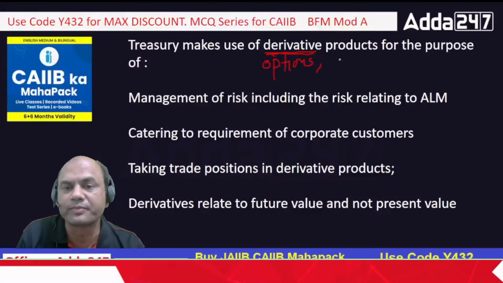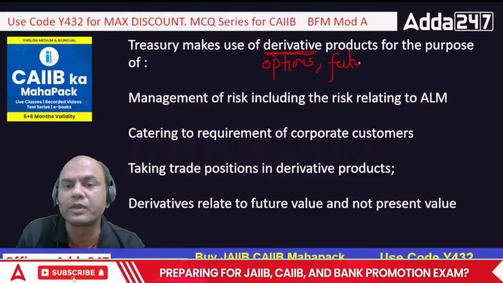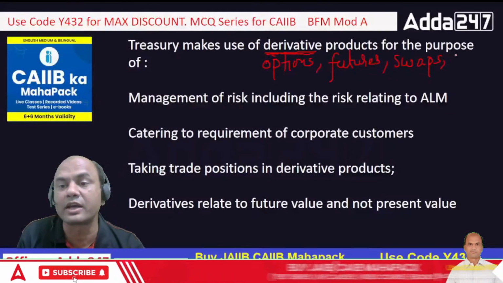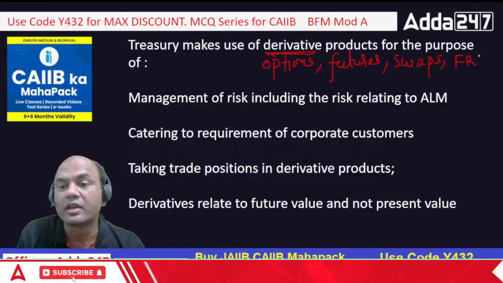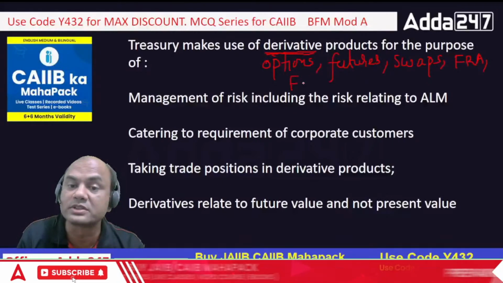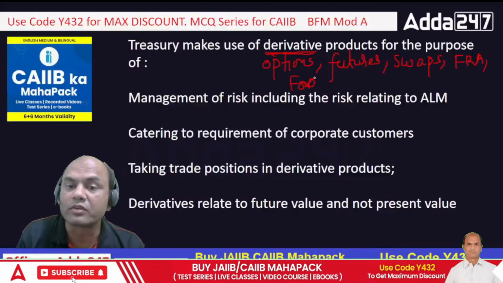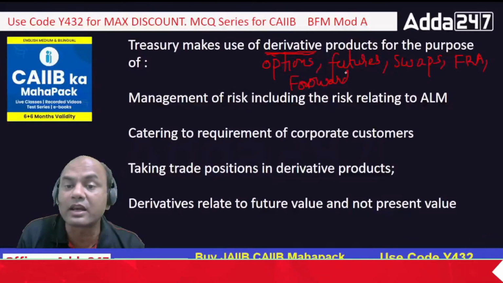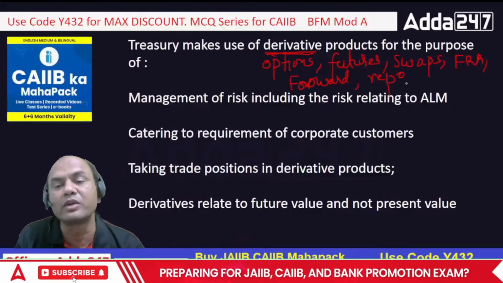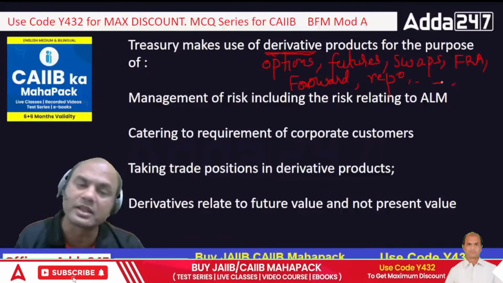Second, futures. Futures is another type of derivative. Then there are swaps. Then there are FRAs, forward rate agreements. Then there are only forwards, which are also separate. Then there are repo transactions. My God, you name it, you have it. The list will go on. Another 10 can be there.